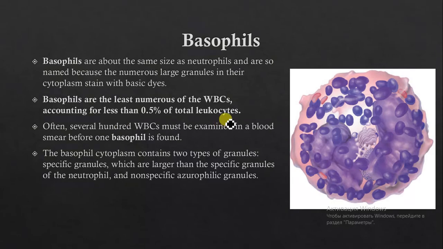Okay, basophils. What about the basophils? You see, basophils are composed of a two-lobed nucleus, the same size as neutrophils, and are so named because of numerous large granules in their cytoplasm stained with basic dyes. So unlike eosinophils, in basophils we also have granules, but they are basic-stained granules. And you see how to remember which color is basic, which color is acidic.